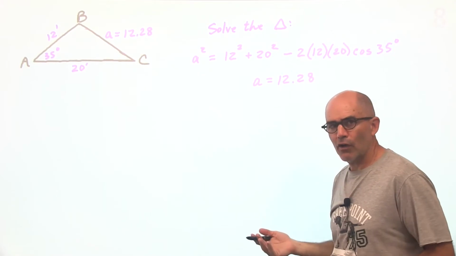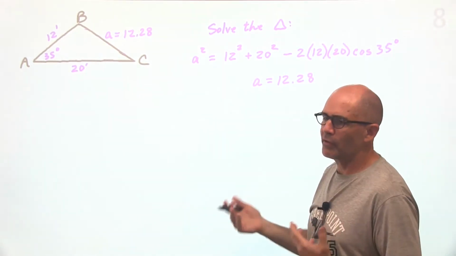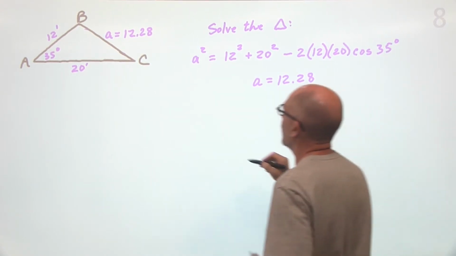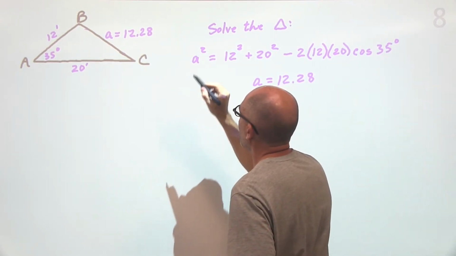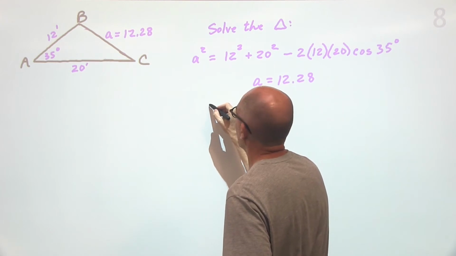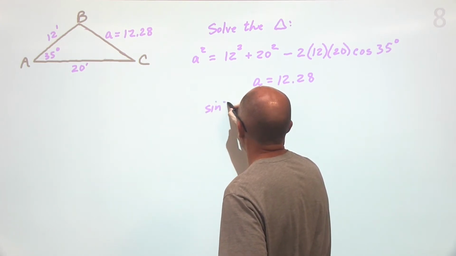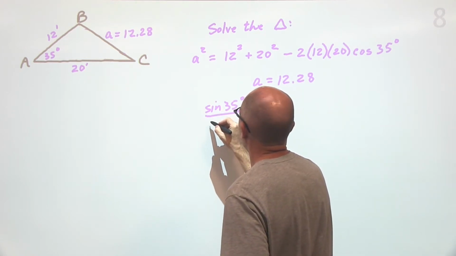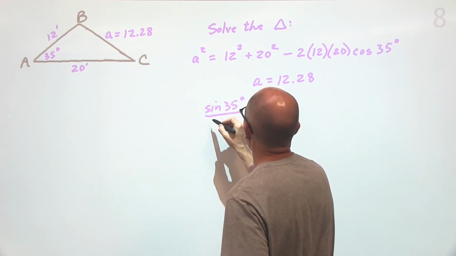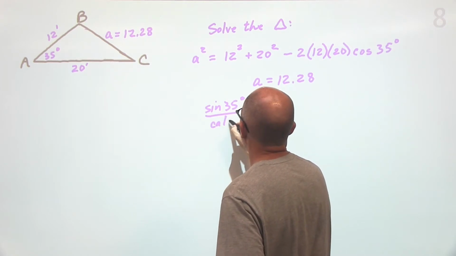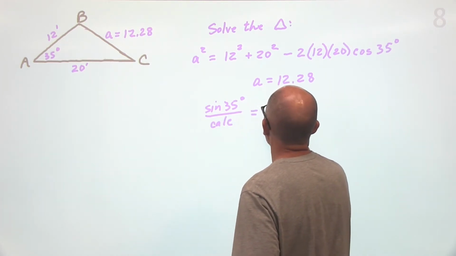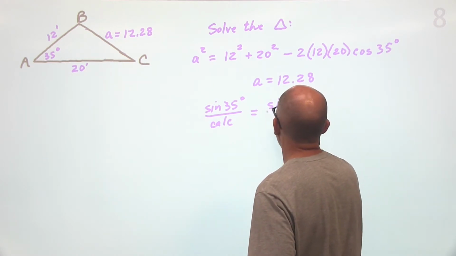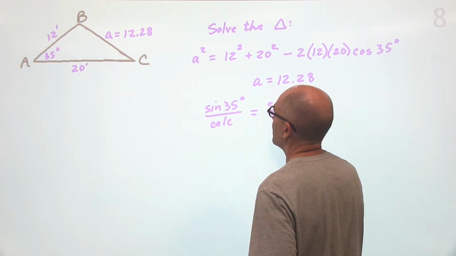Okay, so we just found side A, so now we have all three sides and one angle, so we're back to law of sines. So let's do that then. I've got sine of A over A, which is what I have in my calculator that I just figured out, equals sine of angle C over side C.